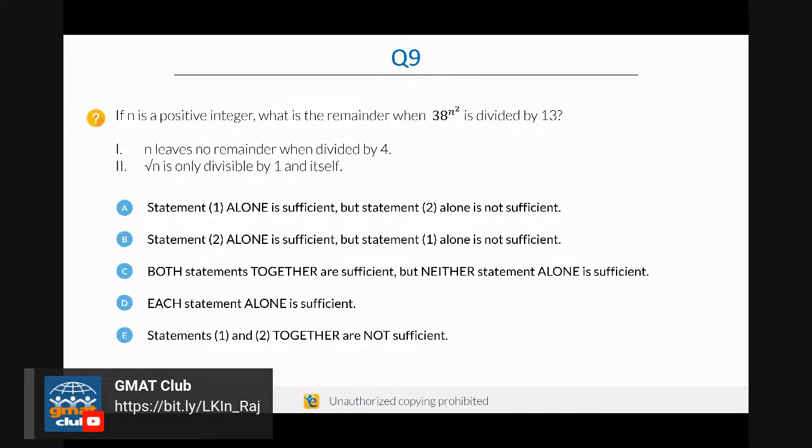Now, with that, let's go to our next question over here and start solving it. I'm going to give you the poll for the next question.